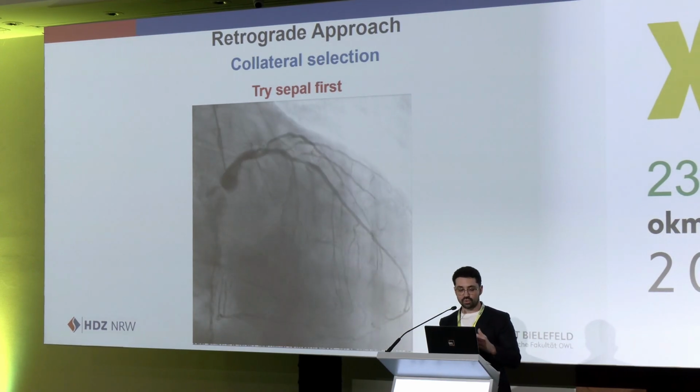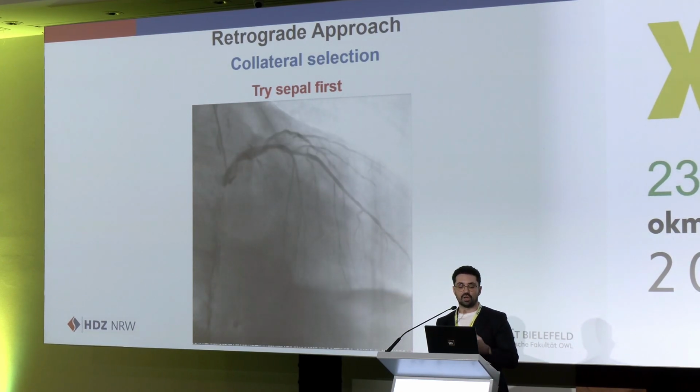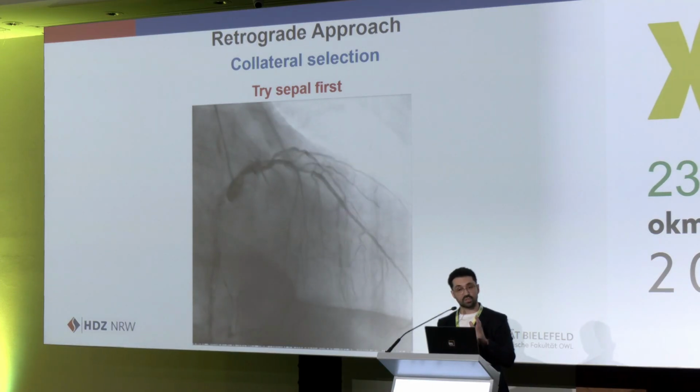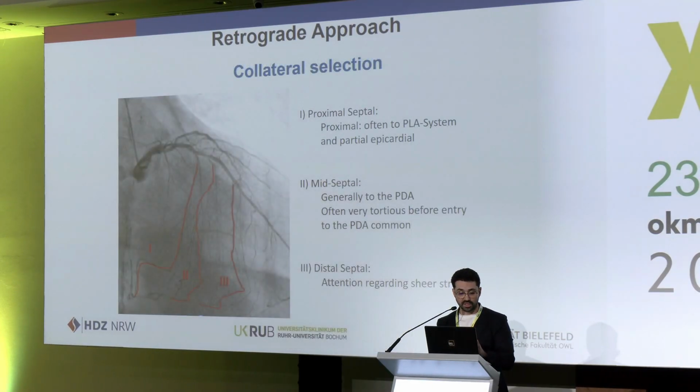You can go safely retrograde, but you should also, in this kind of cases, be prepared with coils for the case you have perforation, because sometimes if the septal collateral is close to the apex, it could be also epicardial collateral as well. So always be prepared, check, and if you have doubt whether it is epicardial or septal, or if it's a big bleeding in the septum, you also need to coil.